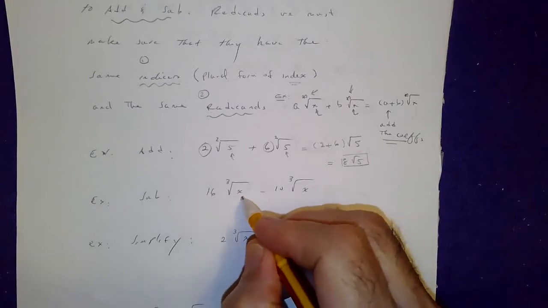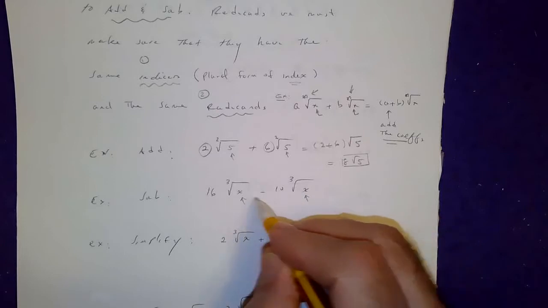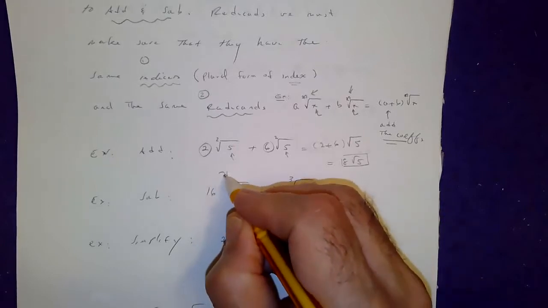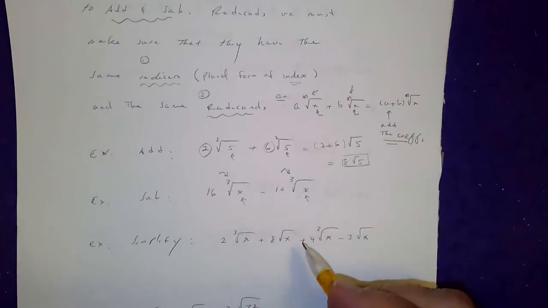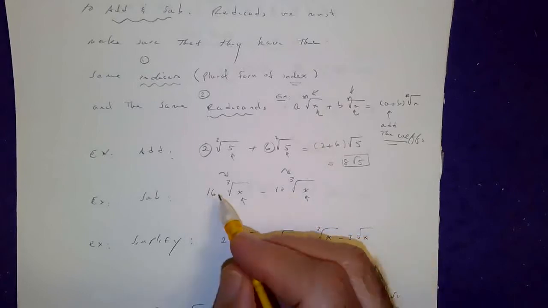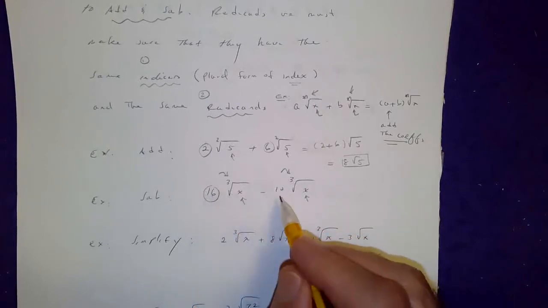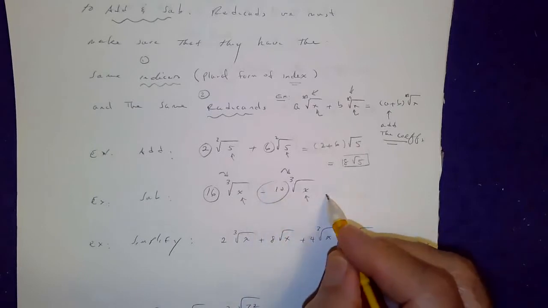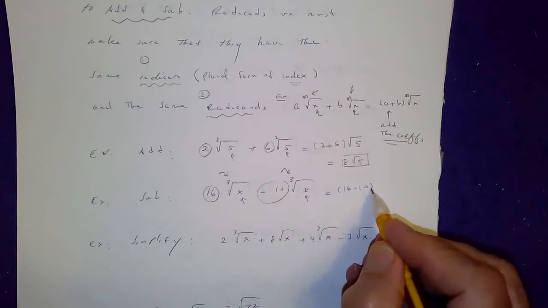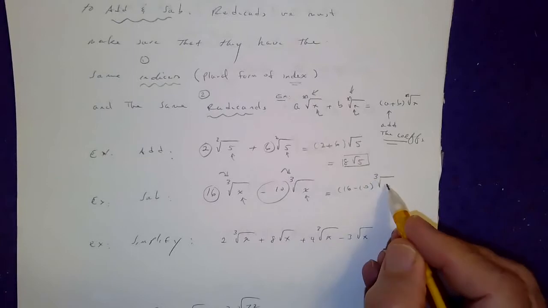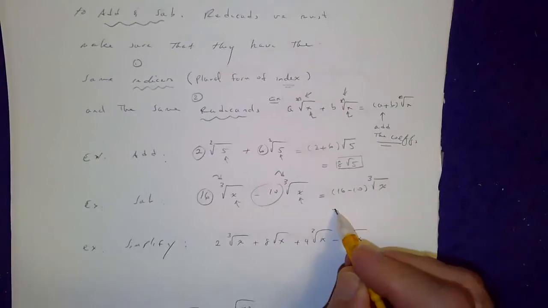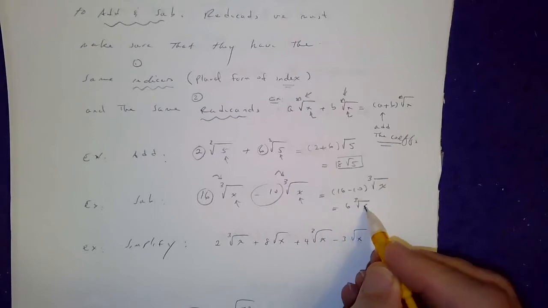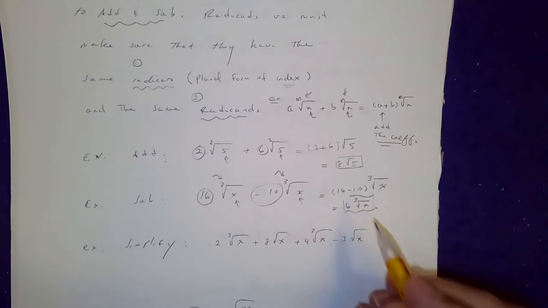Once again, check the numbers under the radical. They look the same, and check the indices. They also look the same. If these are the same, then you can subtract the coefficients, 16 minus 10. Then attach one of those radicals to your final answer. So in this case, the answer is 6 cube root of x. Do you see it?